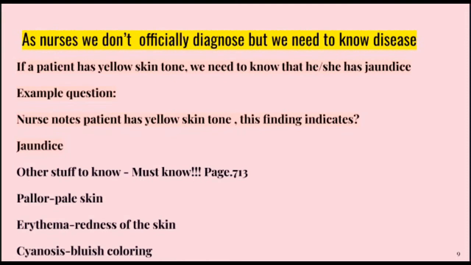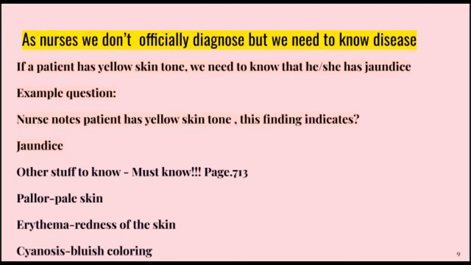Here's a question. If a patient has a yellow skin tone, we need to know that he or she has jaundice. On the test, it might say something like, nurse notes patient has a yellow skin tone. I'm only bringing out the keywords, like a yellow skin tone, which indicates this finding, and you would be like, oh, it would be jaundice, because it's yellow.